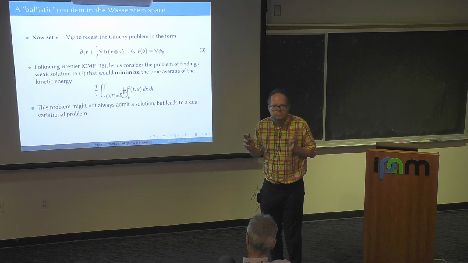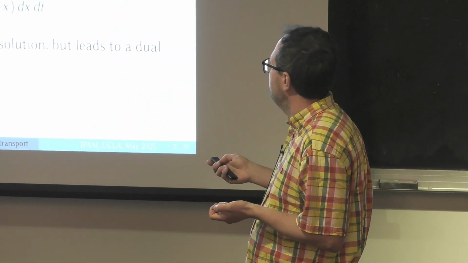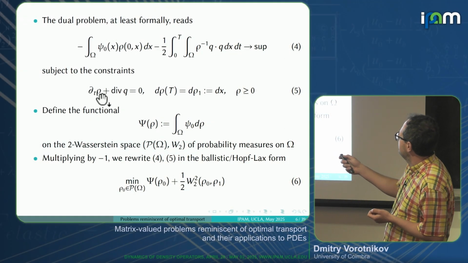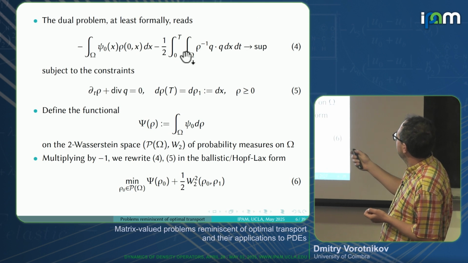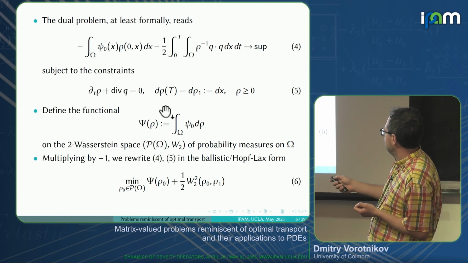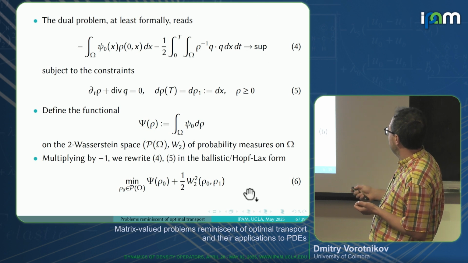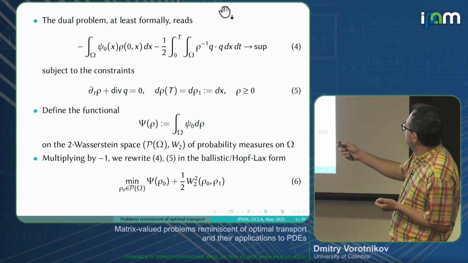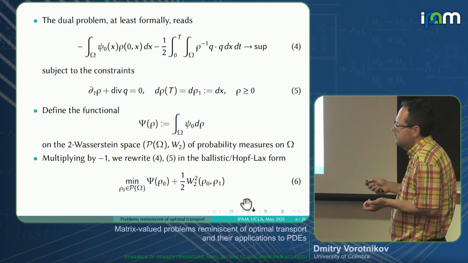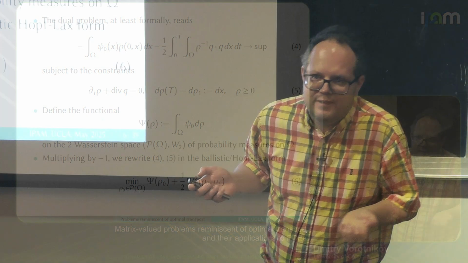And again, I'm not interested now in whether this has a solution or not. I'm interested in the duality. So this problem has a dual problem, and the dual problem looks quite nice. Look, this term is like a Benamou-Brenier formulation of optimal transport. This is also like Benamou-Brenier, and you have some extra term. So if you define this functional, a linear functional actually, on the Wasserstein space, multiply this by -1 to get rid of the minus, and sup becomes minimum, then because this Benamou-Brenier term gives you the Wasserstein distance, you get a Hopf-Lax formula. So you get a ballistic problem. This is what I call ballistic optimal transport in some sense.